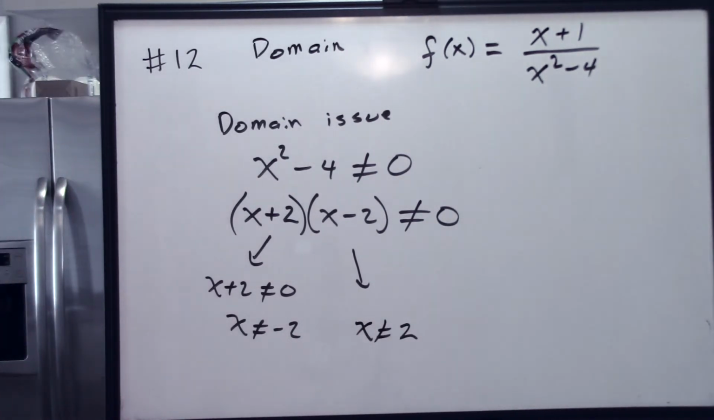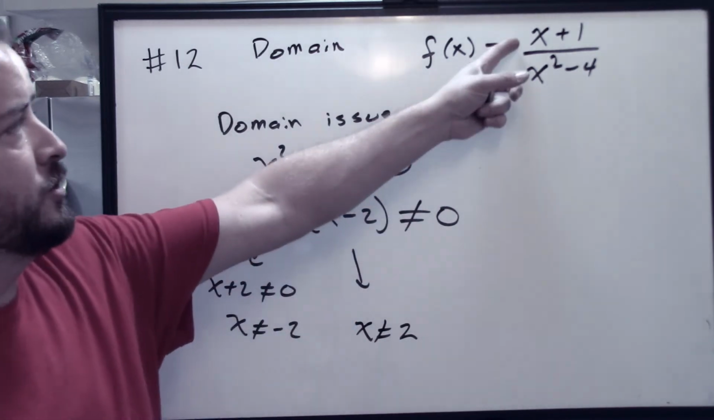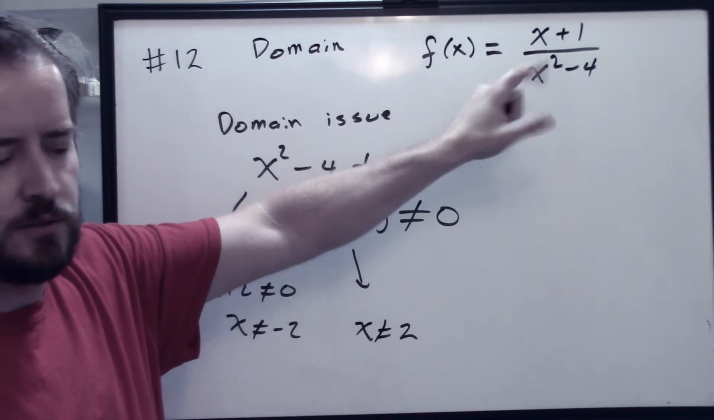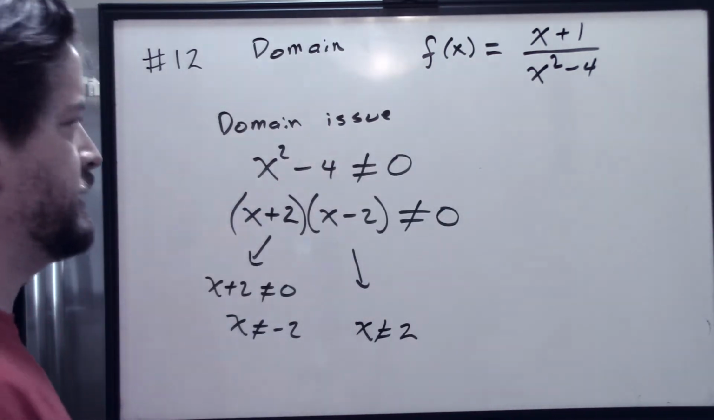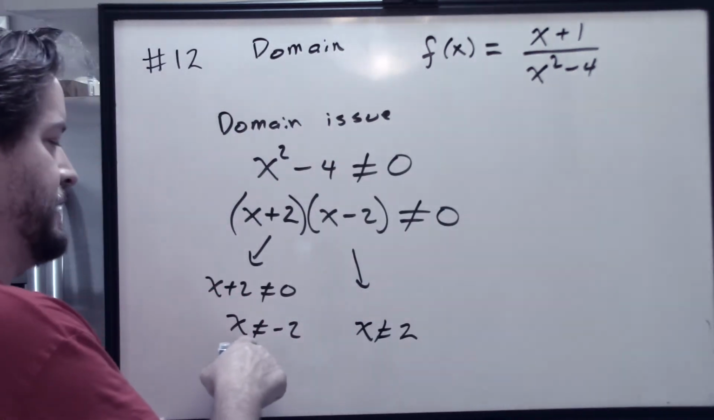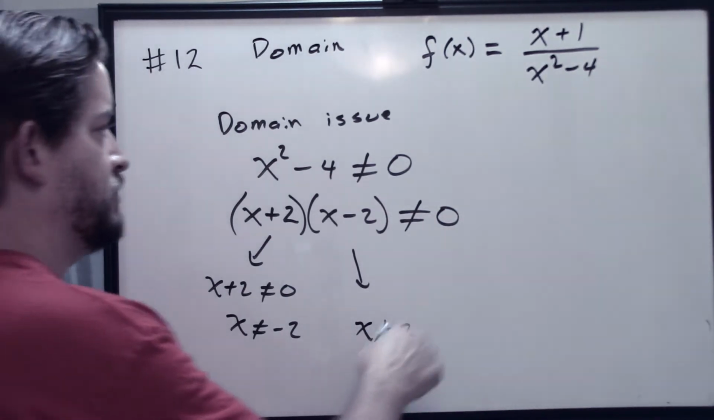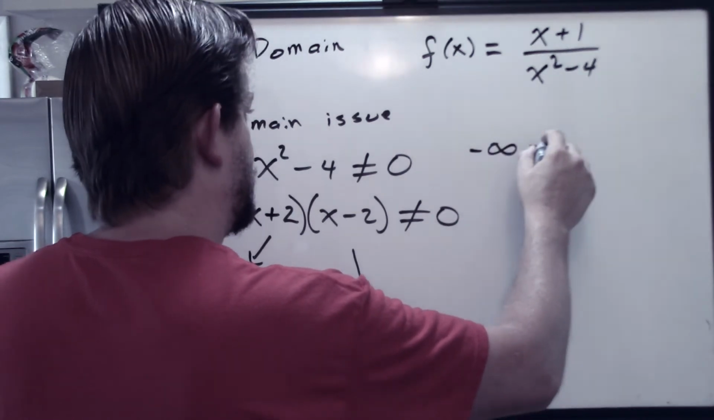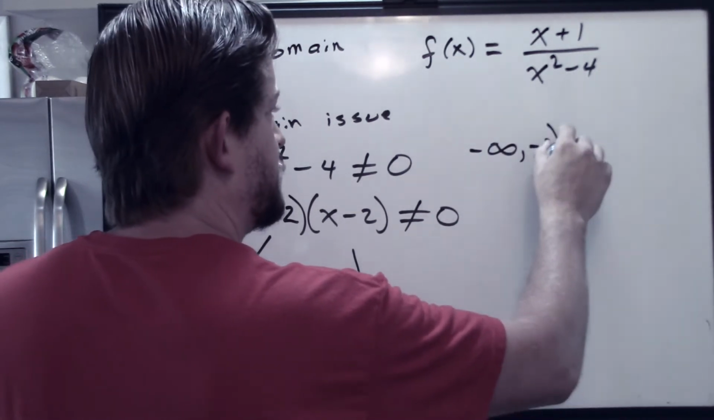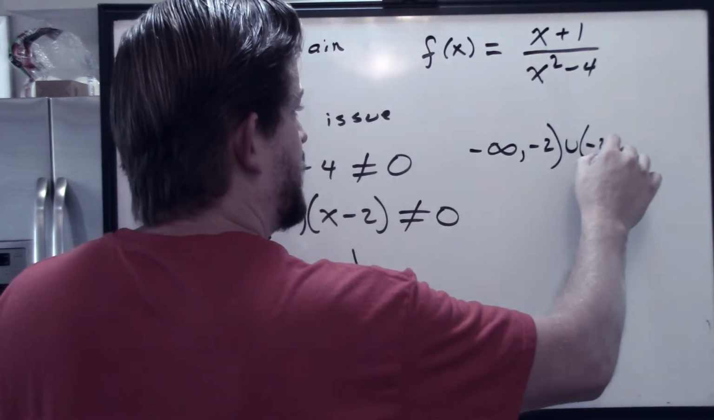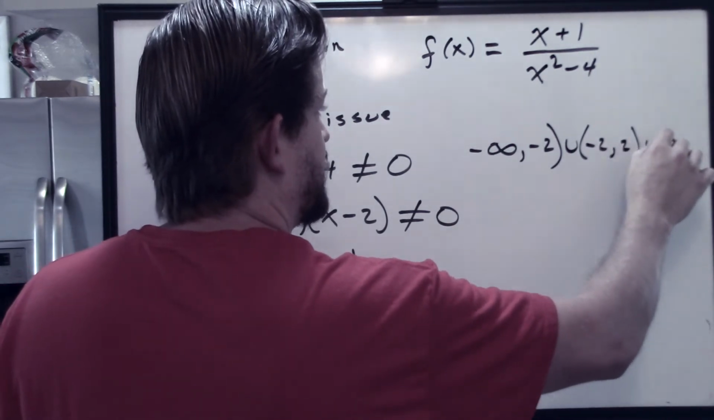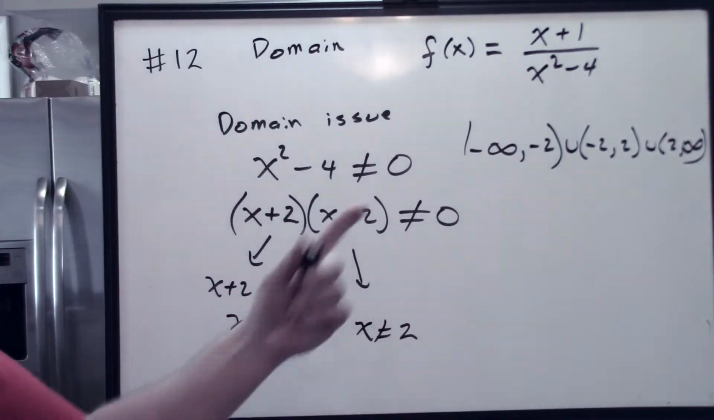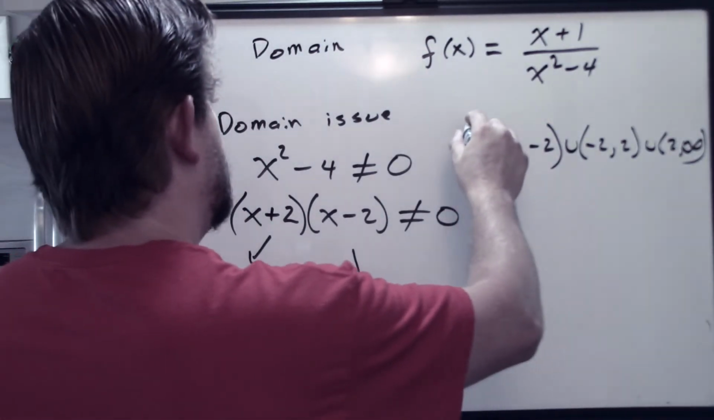And so then my domain is that it can be anything. This numerator doesn't matter, because if the numerator is 0, who cares? The whole thing is just 0. That's fine. But I just can't have zeros in the denominator. So my domain is simply x can't be negative 2 and x can't be 2, which is to say if you were to put it in interval notation, any number between negative infinity and negative 2, excluding negative 2, union that with the numbers between negative 2 and 2, and union that with the numbers from 2 to infinity. That's my domain, right, in interval notation.